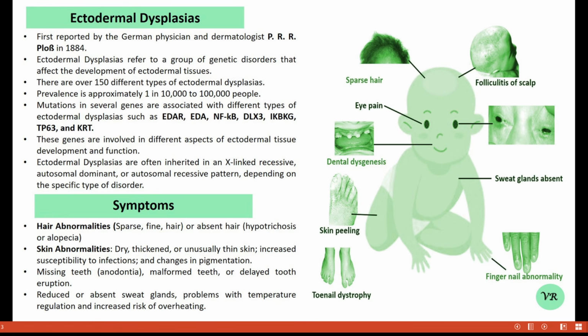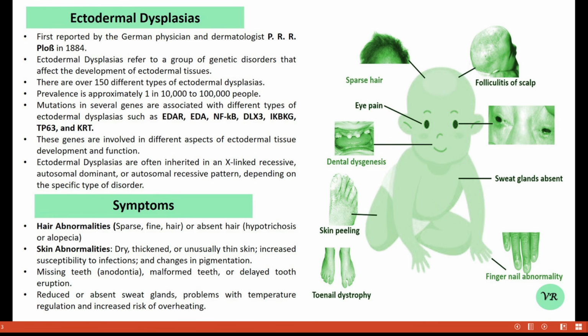NF-kappa B gene is associated with some forms of ectodermal dysplasias, particularly those involving immune system abnormalities, and the gene is involved in inflammatory responses and cell survival. DLX3 gene is associated with trichodonto-osseous syndrome, a type of ectodermal dysplasia with dental and skeletal abnormalities. DLX3 gene is a transcription factor that plays a role in the development of teeth and bones.